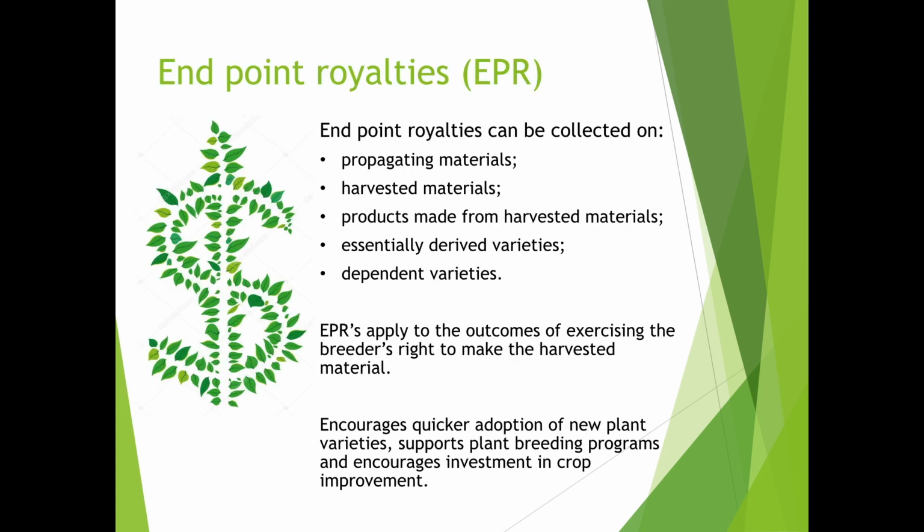In terms of seeking royalties as compensation, endpoint royalties, as defined in the Act, can be collected on propagating materials, harvested materials, products made from harvested materials, essentially derived varieties, and dependent varieties. Endpoint royalties apply to the outcomes of exercising the breeder's right to make the harvested material. This is said to encourage the quicker adoption of the new plant varieties and to also support plant breeding programs. It is also said to encourage investment in crop improvement.